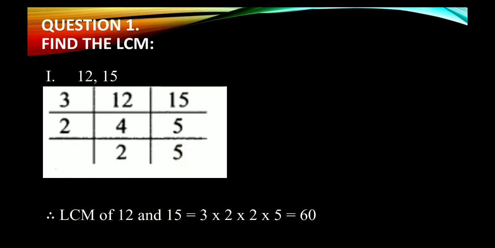So therefore the LCM of 12 and 15 is 3 multiplied by 2 multiplied by 2 multiplied by 5. If we multiply all these numbers, we will get the answer 60. Therefore the LCM is 60.